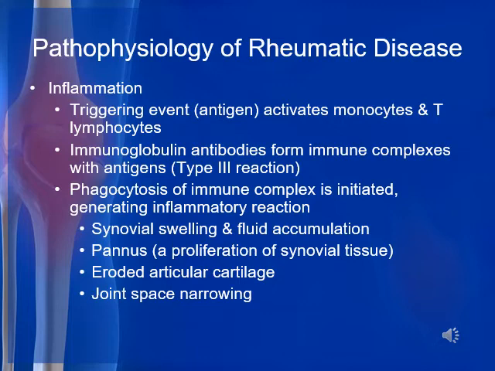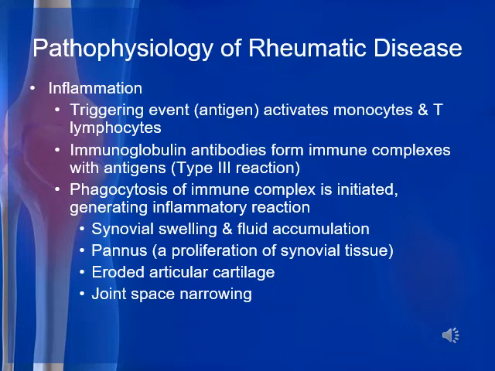And again, the antigen is always the starting point that activates our immune system. In this case, activates monocytes, which will mature into macrophages and the T lymphocytes. The immunoglobulin antibodies are formed, and we call that the antigen antibody complex, or the immune complex. As we discussed with glomerular diseases, these immune complexes will deposit in various areas, but especially the joints and then the glomeruli. Those are two areas that are common for those immune complexes to deposit.